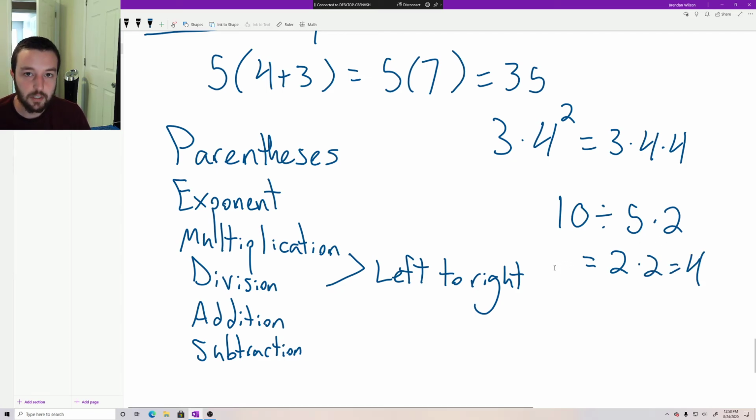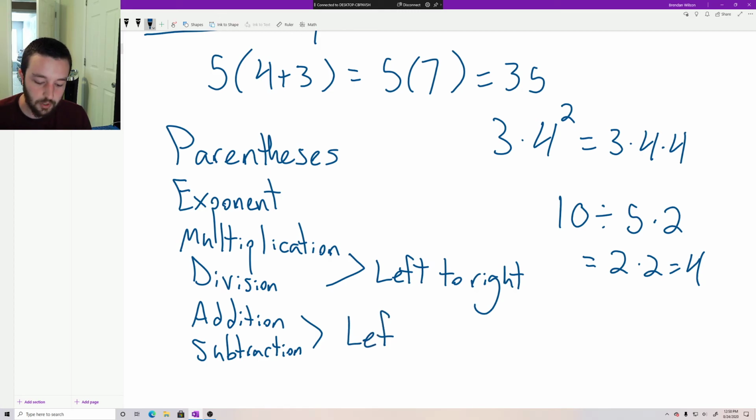This is different than if we did the multiplication first. 5 times 2 is 10, and then 10 divided by 10 is 1. So we do get different answers. The convention is to do it from left to right. Same with addition and subtraction: you don't necessarily do addition before subtraction. You just do whichever one comes first. So addition and subtraction go together.